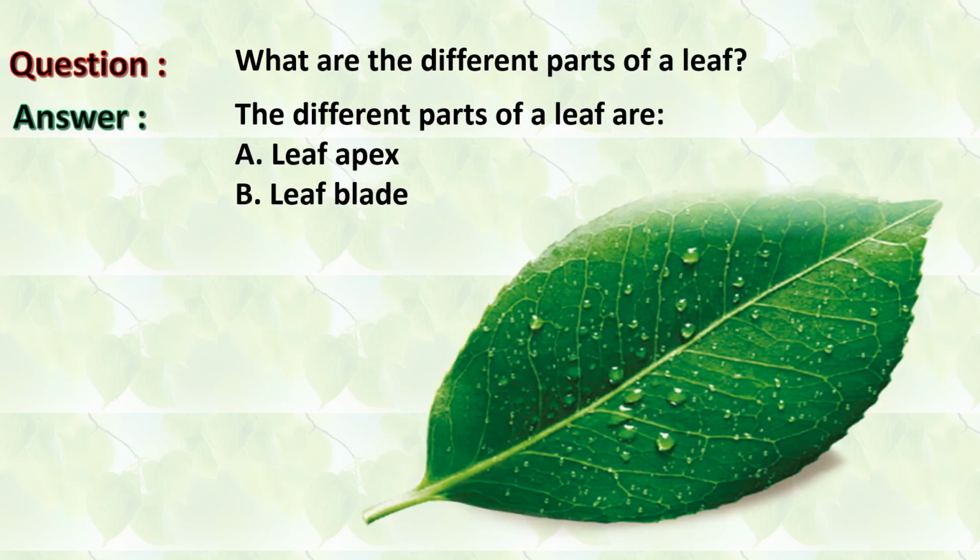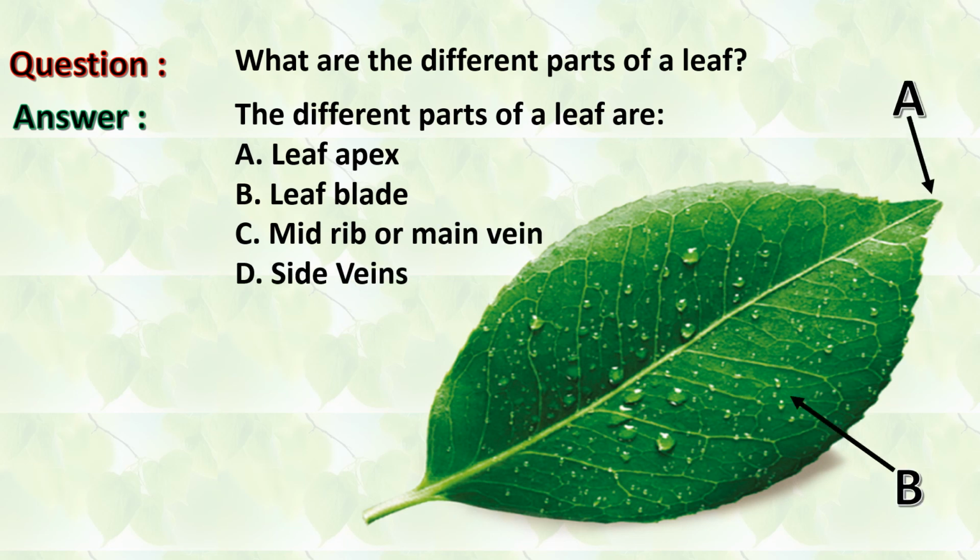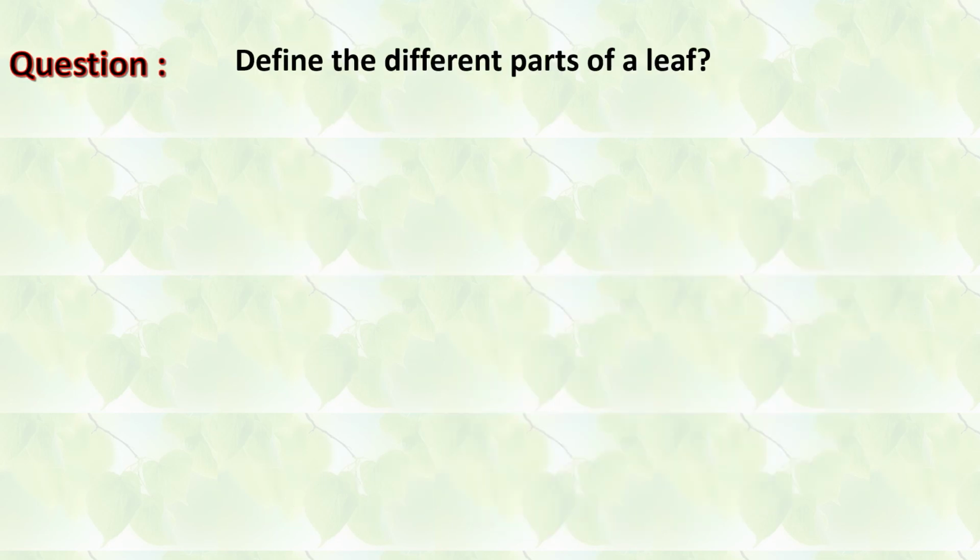Question. What are the different parts of a leaf? Answer. The different parts of a leaf are: A. Leaf apex, B. Leaf blade, C. Midrib or main vein, D. Side veins.